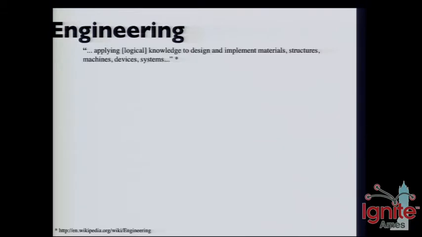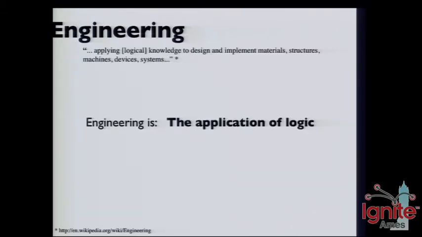What is engineering? From a high level? Okay. It's applying the logical knowledge of design implemented in material structures, and so on. Okay, so pretty much engineering is the application of logic. All right, this is actually the opposite of art. When you think about it, this is kind of where the psychology part of it is.